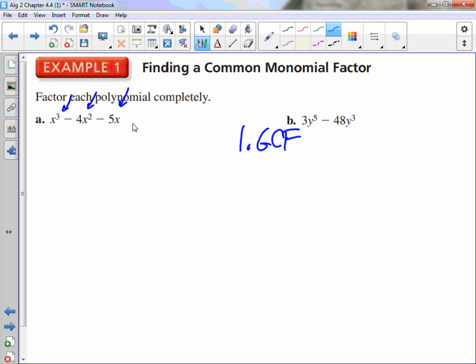And our greatest common factor would be x. Because x cubed, x squared, and x, there is an x in common with all three terms, yes? Now, up to this point, we haven't had variables as a greatest common factor, but we can factor out a variable.